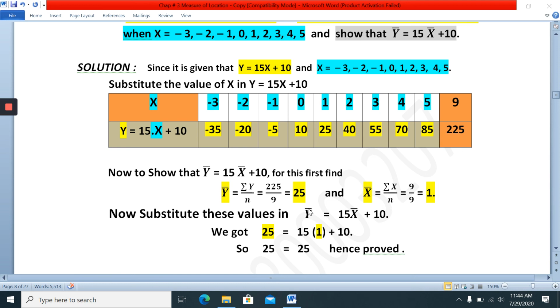Now what is the y bar answer? Y bar is 25, and 15 times, inside the bracket, x bar, which is 1, plus 10. Now 15 times 1 is 15. 15 plus 10 is 25, and this is 25. Left hand side is equal to right hand side, hence true. It is true. So this is the question according to the book.